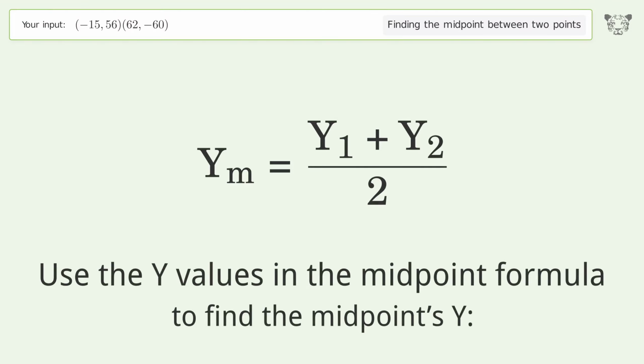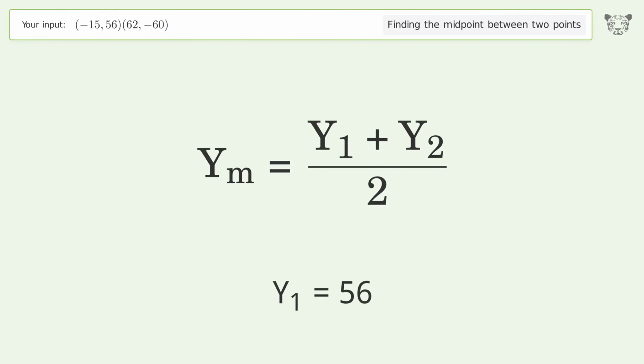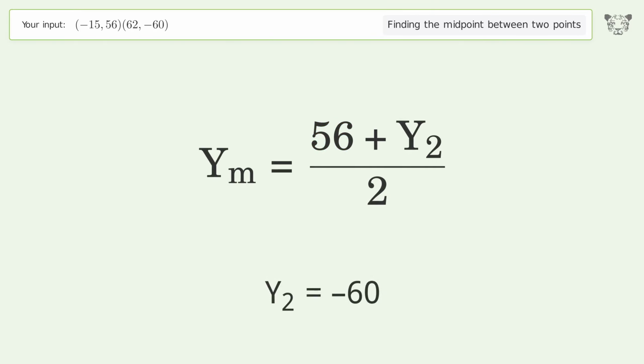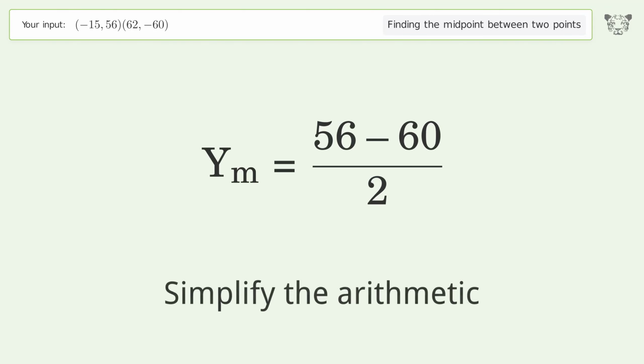Use the y values in the midpoint formula to find the midpoint's y. y1 equals 56. y2 equals -60. Simplify the arithmetic.